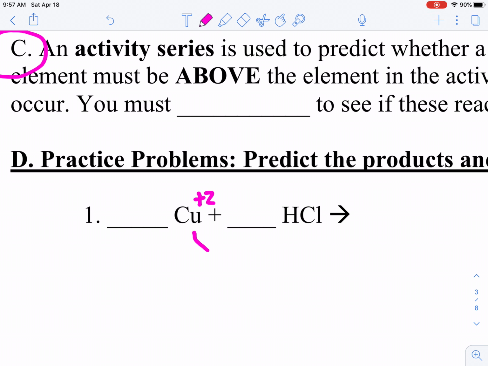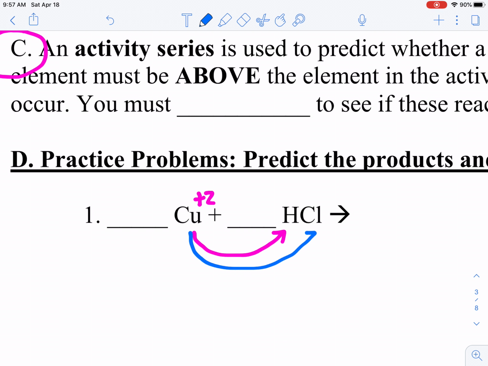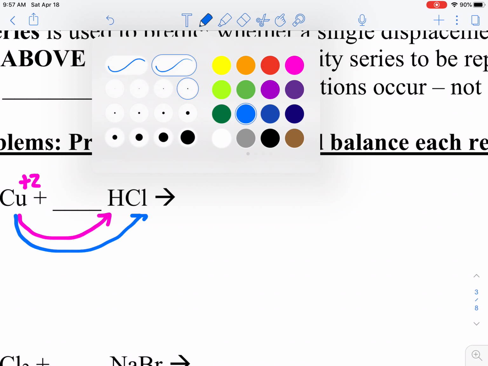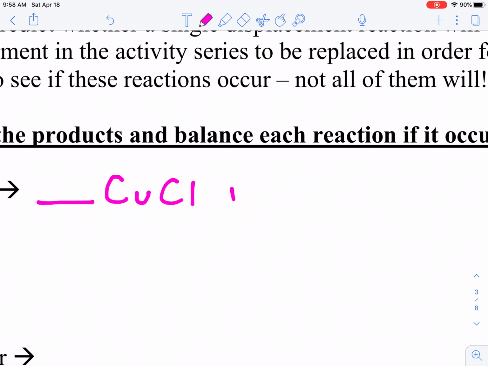What if copper came in and replaced hydrogen? We'll do that in pink. What if copper came in and replaced chlorine? We'll do that in blue. So we could put Cu replacing H, and if we did that, we would get Cu with Cl, and then H would be off by itself, so we'd get H.